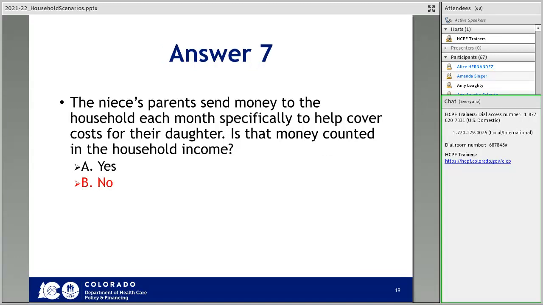Okay, so that money should not be included in household income. It is technically like a child support payment, and CACP does not allow child support to be included in the household income.